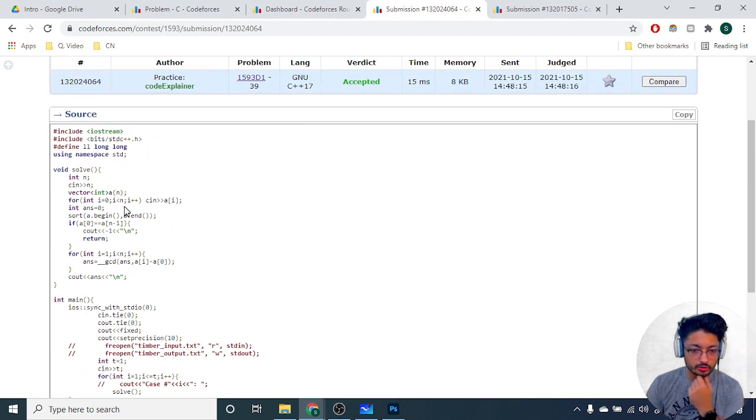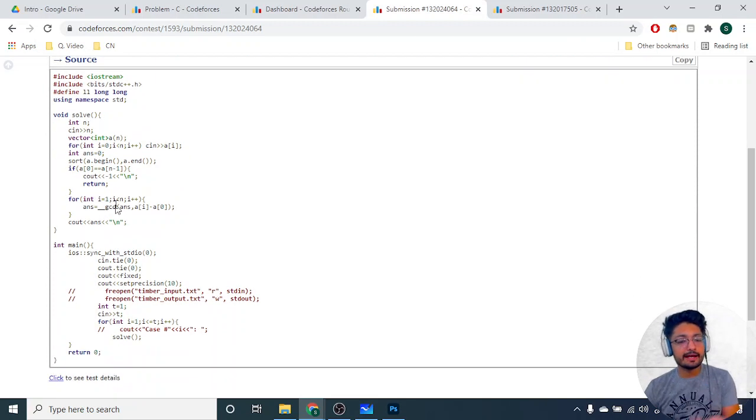So the code is: take the input of all the numbers, sort them out. If the last number and the first number are same, then the answer is -1. I've already told you. Else, start from first to the n-th number and just do the GCD of a[i] minus a[0], accumulating all of that, and that's the answer. I hope you understand the logic and the code for this problem.